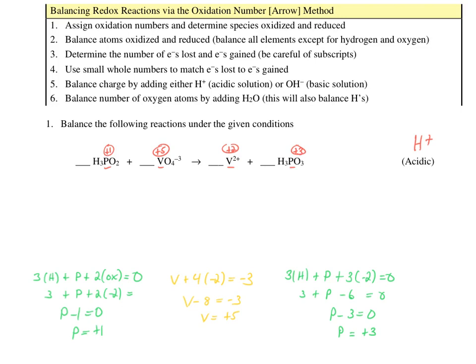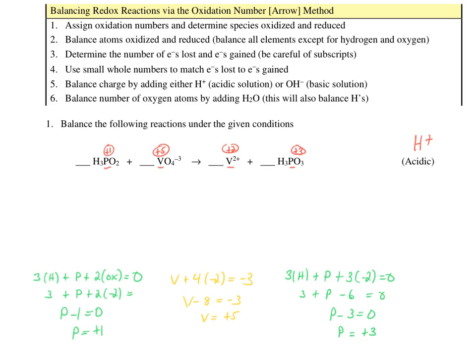Okay, more balancing redox. We've done a bunch of these already, so I'm not going to go through huge amounts of detail anymore. We identify that phosphorus and vanadium have been changing oxidation state. Down here, we've determined the oxidation states. So we have phosphorus being oxidized from +1 to +3. Vanadium's going from +5 down to +2. It's being reduced.